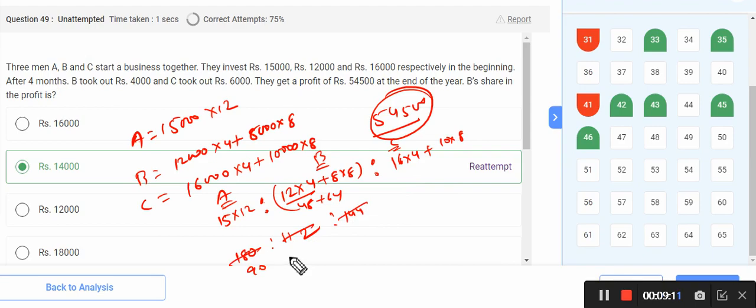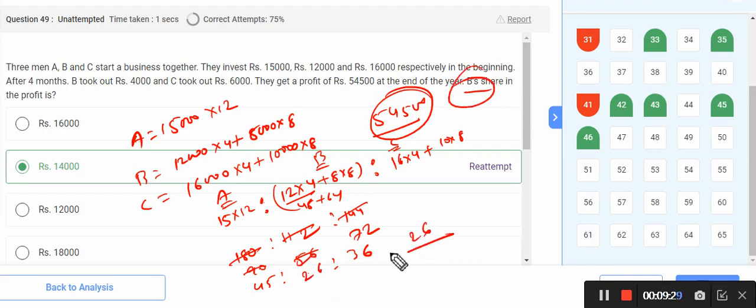So let's cancel out the common factors. No more common factors are available. What they have asked is B's share, so B's share is out of how much? I'm trying to add up the ratio parts, but the calculation is not coming out right.